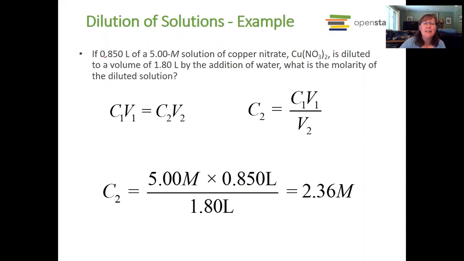So let's say that we have a problem and in it we have 0.850 liters of a 5 molar solution of copper nitrate. And oh, this is very interesting. This is kind of a no-no. Again, I didn't write this problem, but look, copper nitrate. But which copper do we have? That might be an important thing to know.